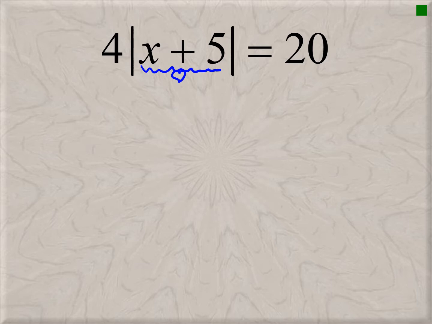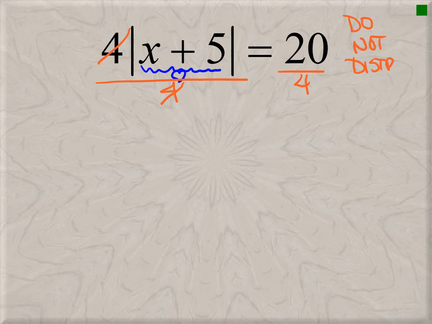But 4 is being multiplied, so this time I don't add or subtract. When I have a multiplier, I divide by 4. The 4 and the 4 cancel. What's really important here is do not distribute. Can't even fit it in there because we're not supposed to do it.